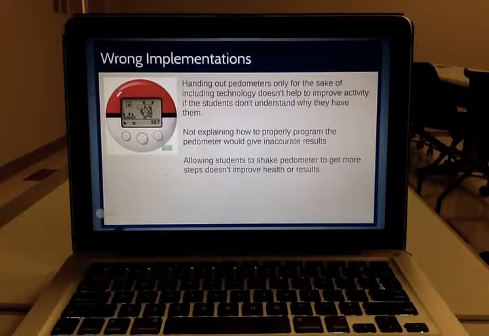And allowing students to shake the pedometer to get more results doesn't improve health or results. So you need to explain to the kids, it's going to be really based off intrinsic motivation. If they want to actually get better, they're going to wear it, but some kids, if you don't explain to them why it's not good to shake it, are going to go ahead and do that. So that's important.